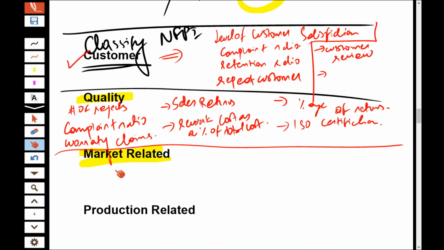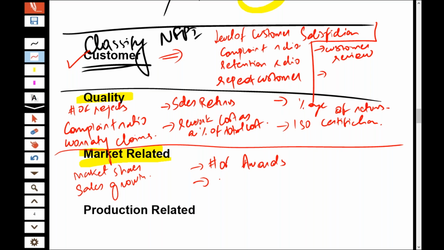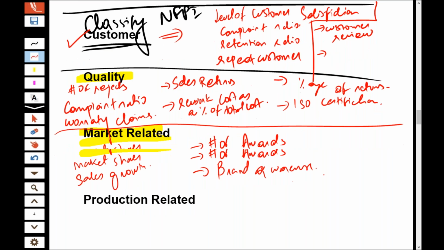Okay, let me tell you now. When we talk about the market related, the market is the market in which you operate, the industry in which you operate. So it's basically you've got the market share, the sales growth, number of awards. This is actually going to show your market competitiveness. Okay, yes, the brand awareness, but it becomes a very difficult thing to measure the brand awareness. But anyways, still. Okay.